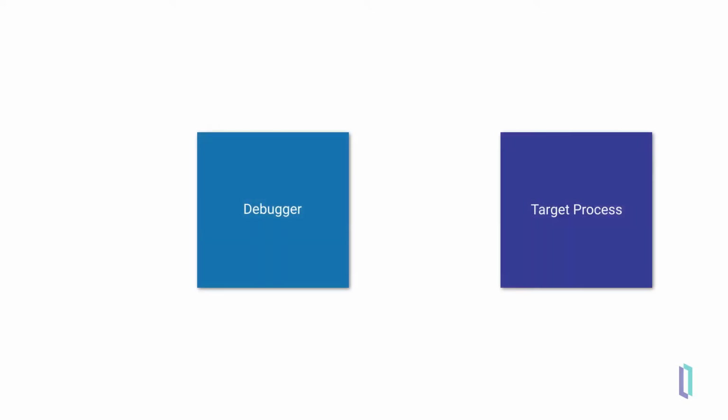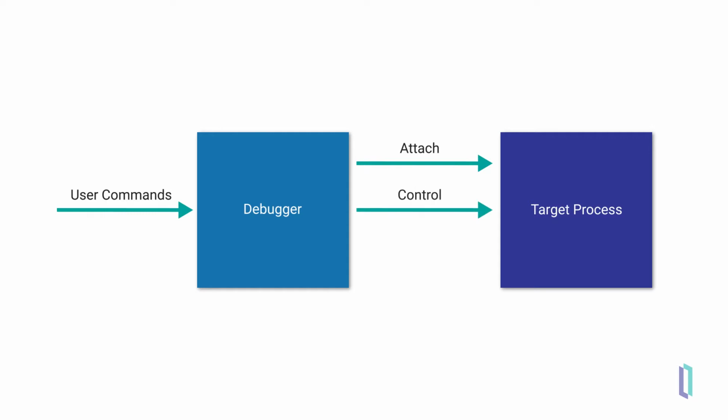A debugger attaches to a target process. Users submit commands such as run, break, or stop, which the debugger forwards to control the target process. The debugger monitors the state of the process and gives that information back to the user.